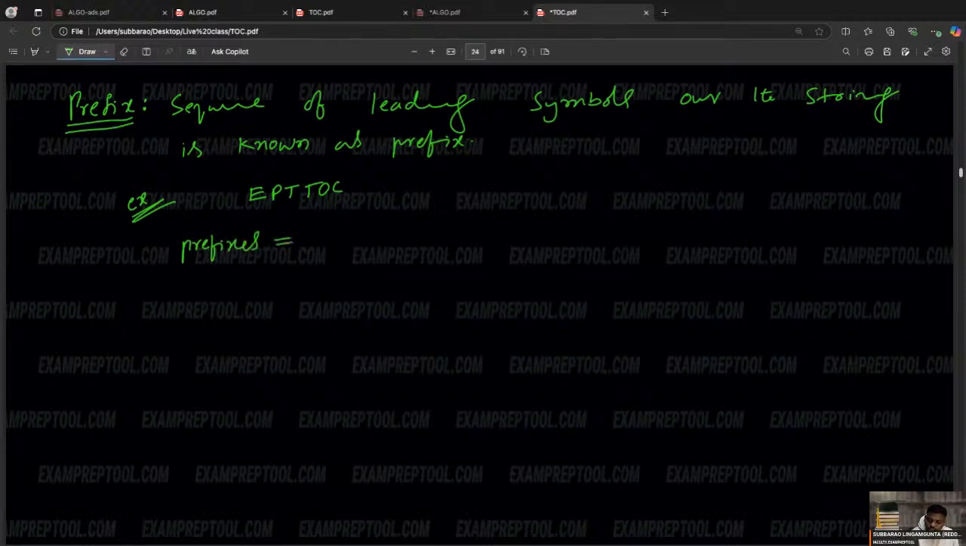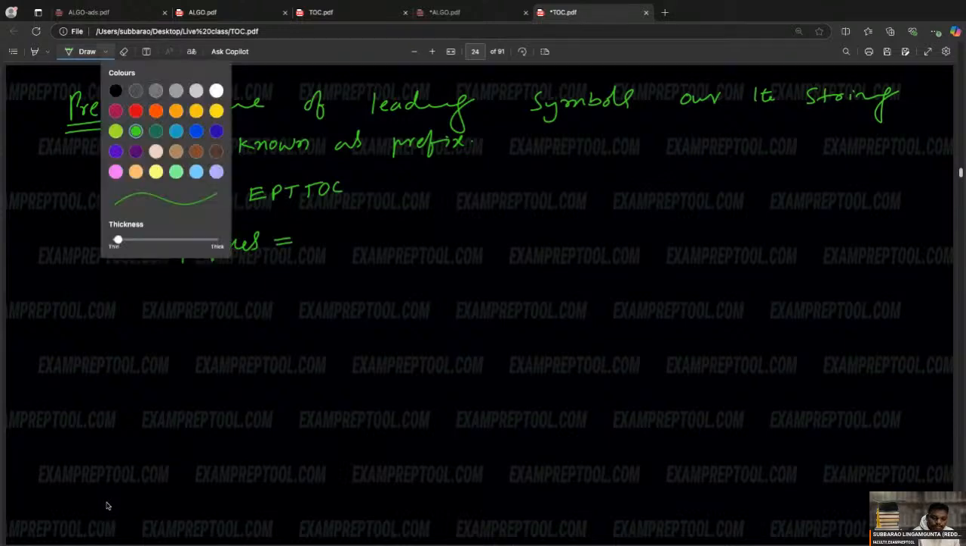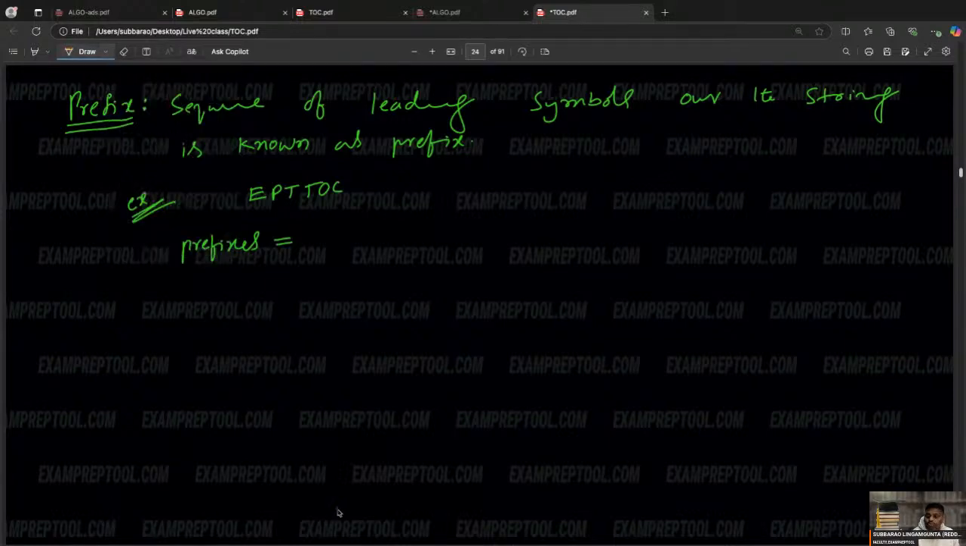Prefixes is going to be the set of all sequences of leading symbols. When you want to write a prefix, you have to always start from the starting. You cannot take randomly from anywhere. You can take one prefix as E, one more prefix as EP, one more prefix as EPT.